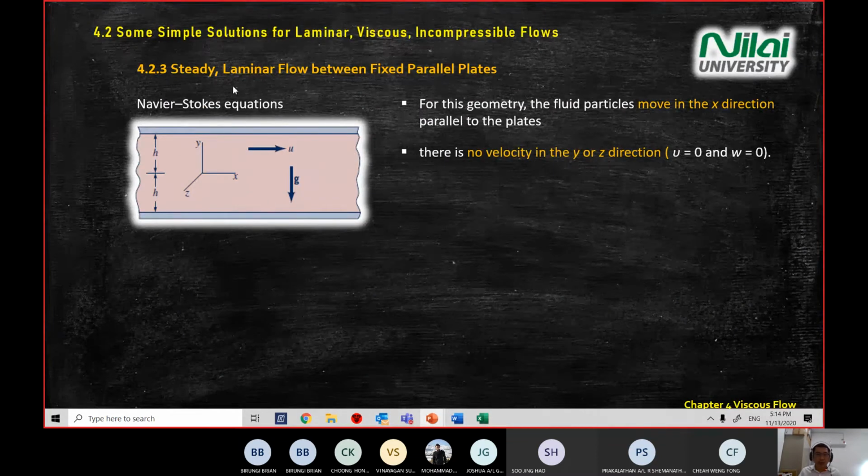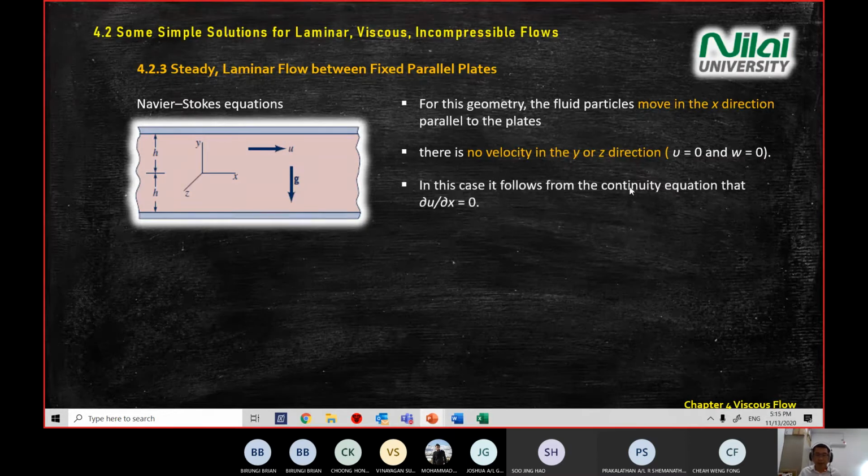For the derivation, for laminar flow, fixed parallel plates, steady flow, we don't have velocity in the y or z direction. Okay, the assumption is that we don't have flow in the y direction and z direction, which gives us small v equal to 0, small w equal to 0. v and w are our velocity components, one in the y direction, one in the z direction.